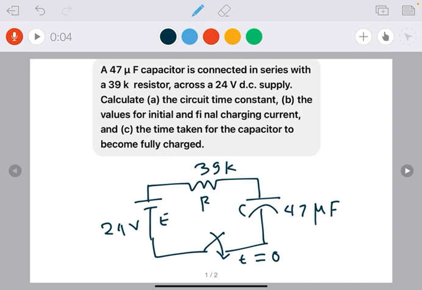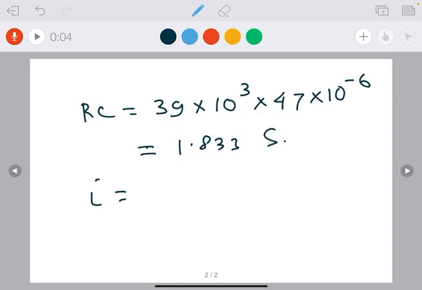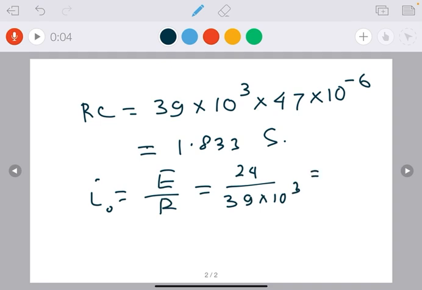So the initial current, let's say I0, would be just E over R. So only the voltage source and the resistance will decide the current, which is 24 volts over 39 times 10 to the power 3, and that gives us 0.000615 amps, or we can say 615 microamps. So very small current initially.